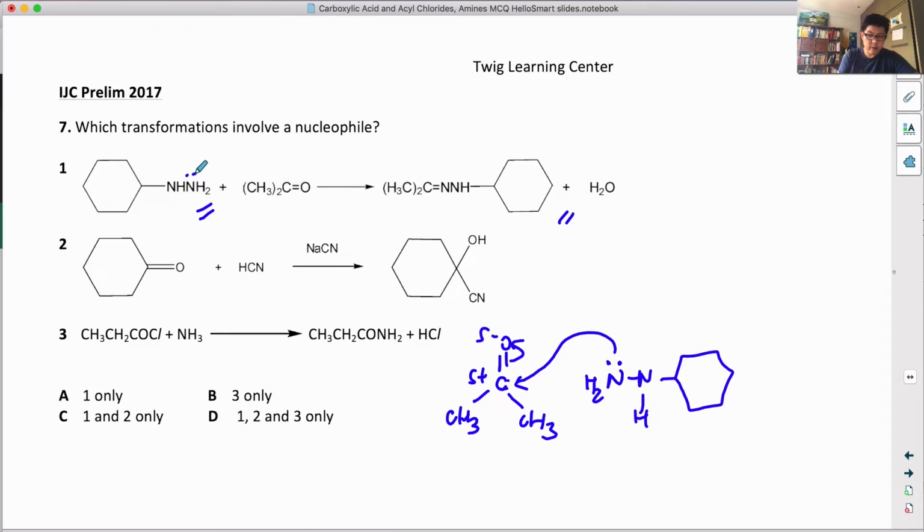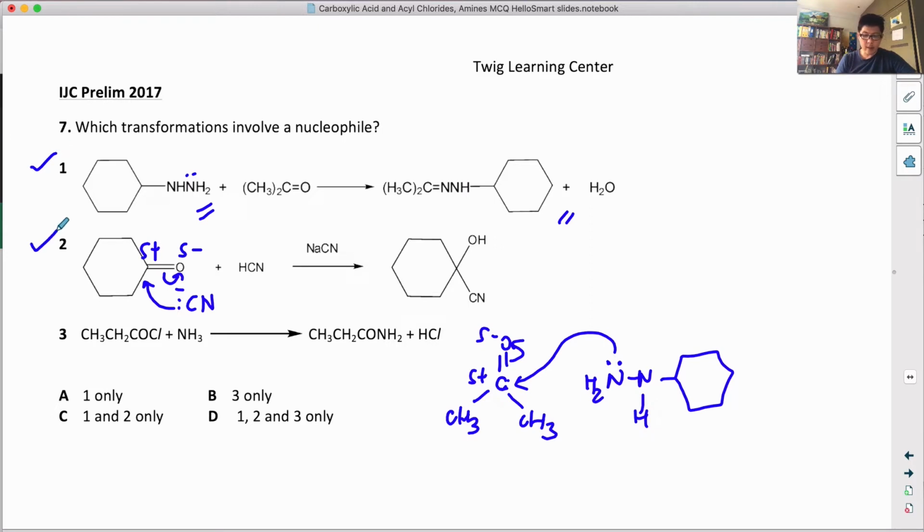Alright. Okay, this one, number 2, I think you're more familiar with it. CN minus acts as a nucleophile. Delta minus, delta plus, O is more electronegative of course, and the lone pair attacks this carbon. Electrons go to the O, so that's roughly the mechanism. So 1 and 2 are correct.